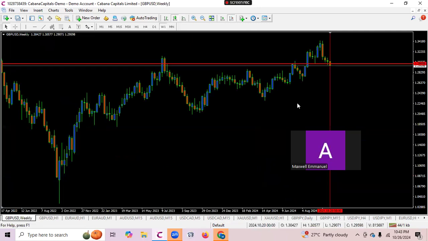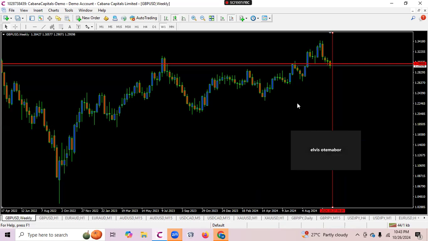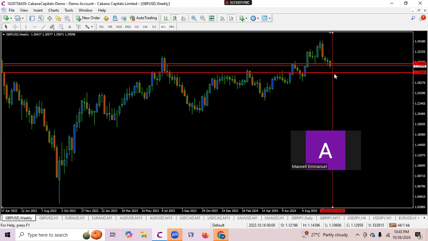So last week's candle closed bearish, which indicates that we have more supply than demand. It indicates that traders are still willing to sell GBPUSD. It could also be that they want to fill this fair value gap. Can you see this fair value gap here? It could also be that they want to fill this fair value gap before going bullish.